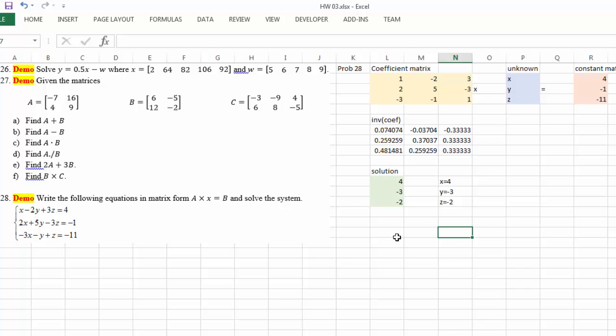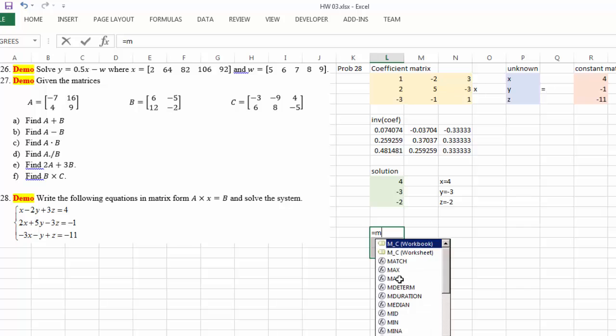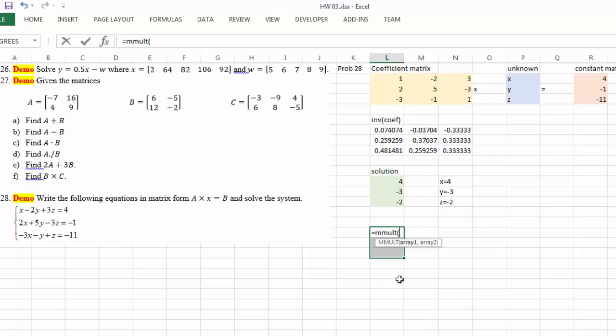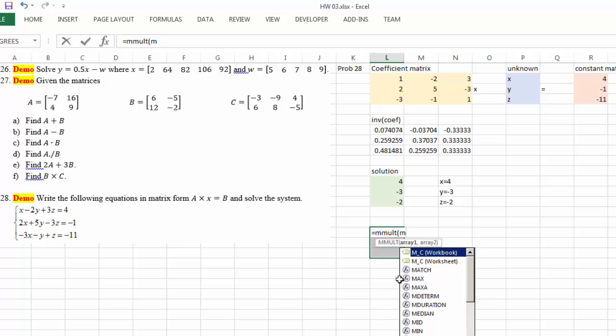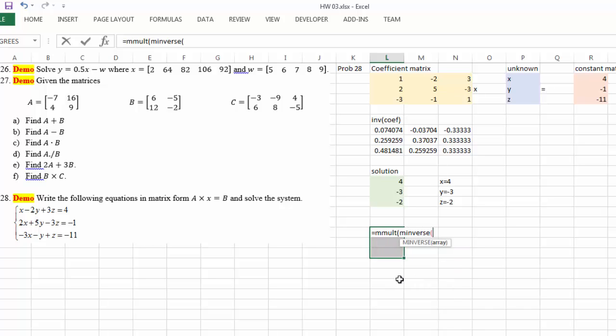And you can combine the steps as well. So you can directly highlight this 3x1 column matrix, and that equals to MMULT, and then MINVERSE, and then your coefficient matrix, and then your constant matrix. So you're doing a nested function, and you will get the same answer.